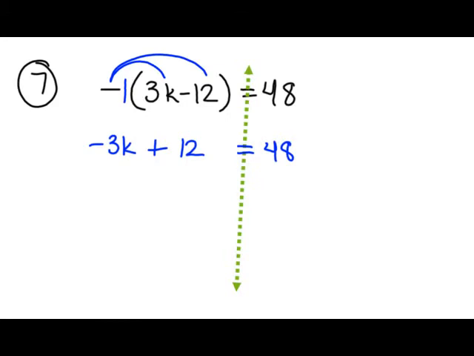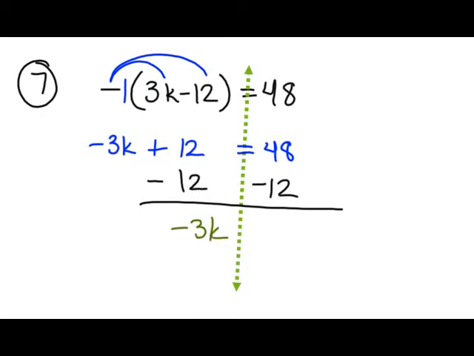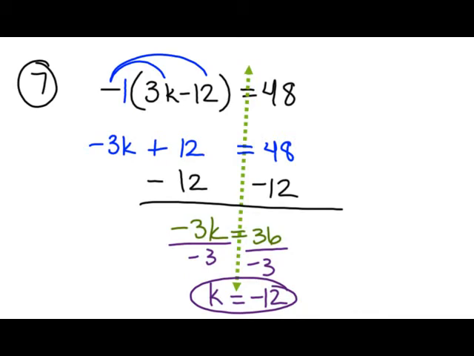Now I get rid of any adding and subtracting, so I subtract the 12. I get negative 3k equals 36. I divide by the value in front of the k, which is a negative 3. So k equals 36 divided by a negative 3, which is a negative 12, and there's my answer. Let's try one more. Last one.